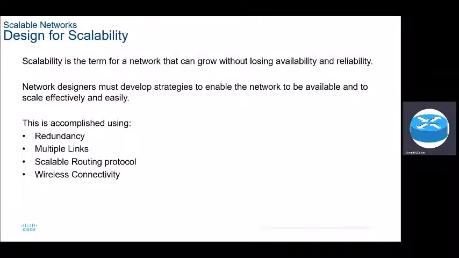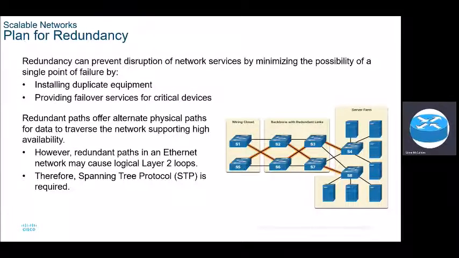Now, scalable networks. So scalable is a term for a network that can grow without losing availability and reliability. So network designers must develop strategies to enable the network to scale effectively and easily. This is accomplished by using redundancy, multiple links, scalable routing protocols, and wireless connectivity. Okay, so redundancy can prevent disruption of network services by minimising the possibility of a single point of failure by installing duplicated equipment, and provide failover services for critical devices. Redundant paths offer alternate physical paths for data to traverse the network, supporting high availability.